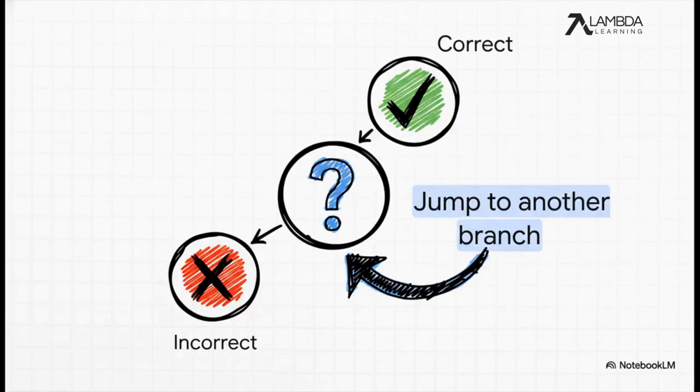But hey, what happens if someone picks the wrong answer? You don't always want them to just hit a dead end, right? This is where a retry loop comes in handy. There's a special action called Jump to Another Branch, and you can use it to send a learner right back to a previous question to give it another shot.